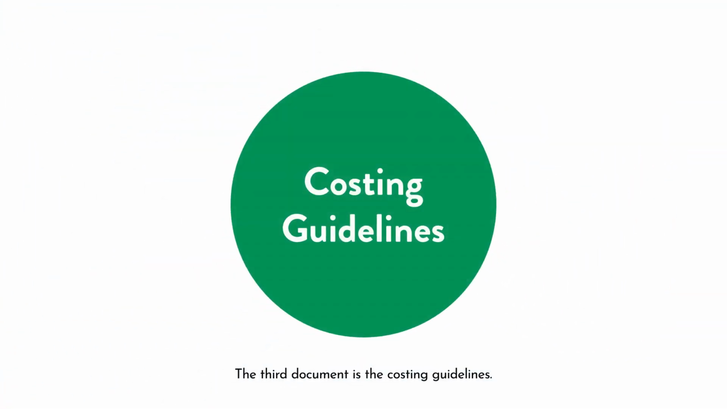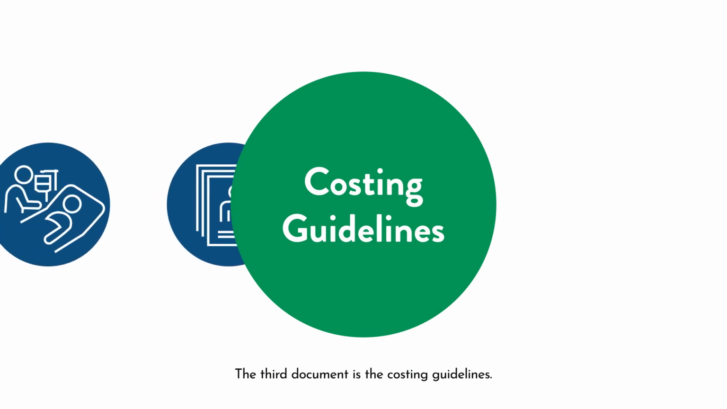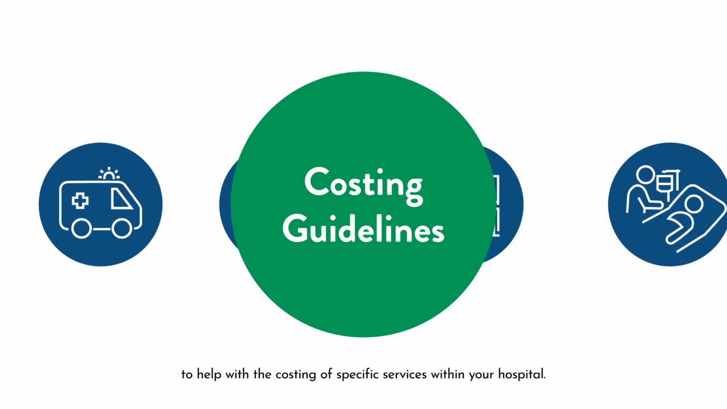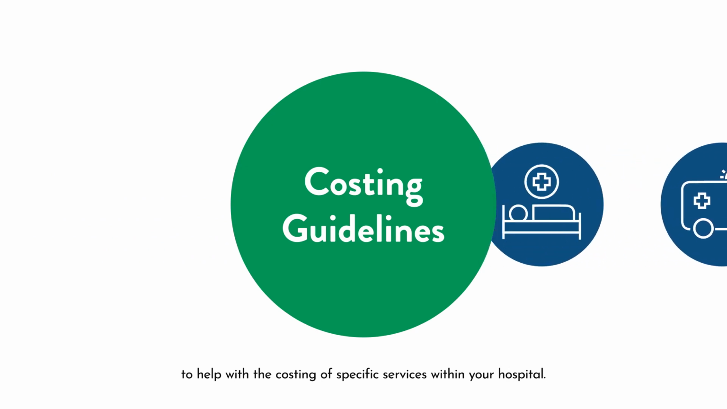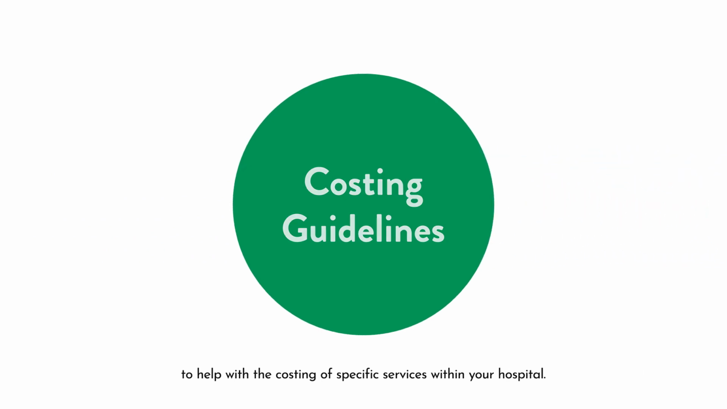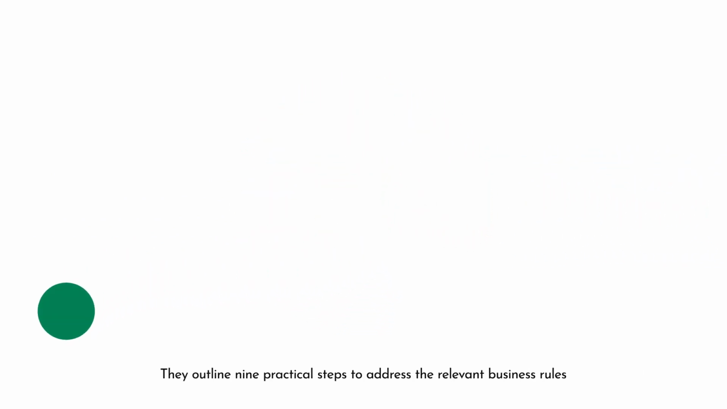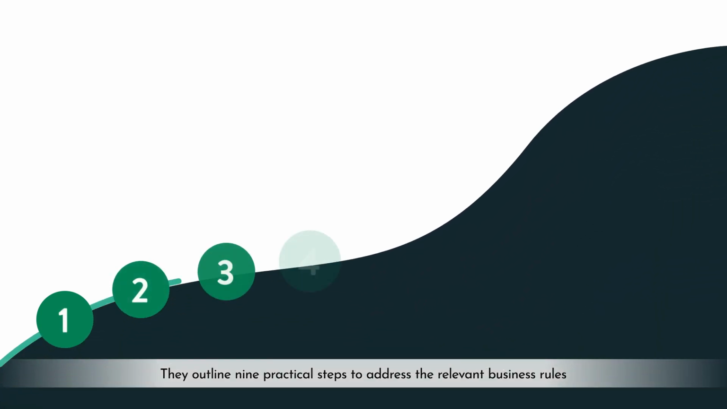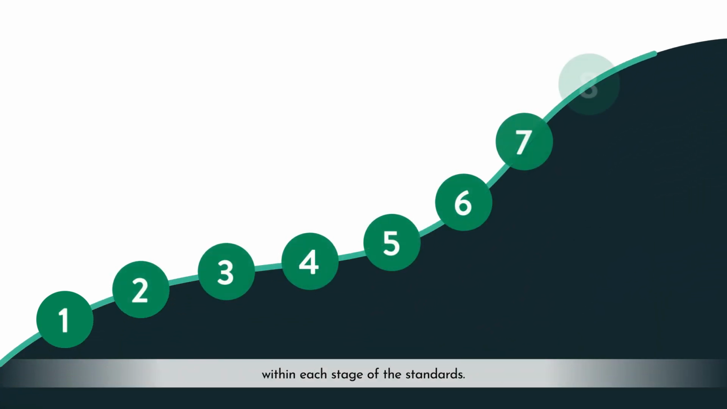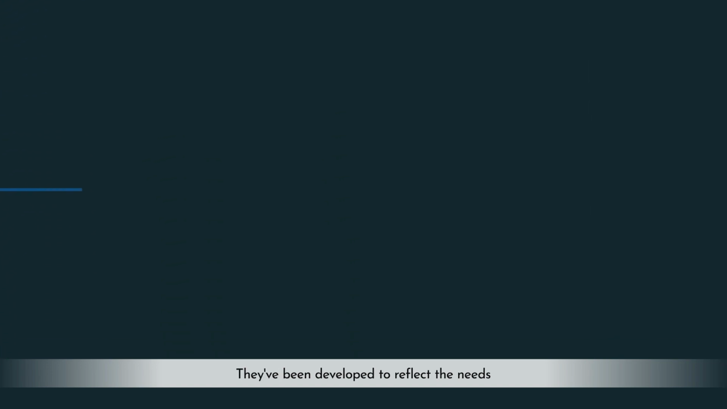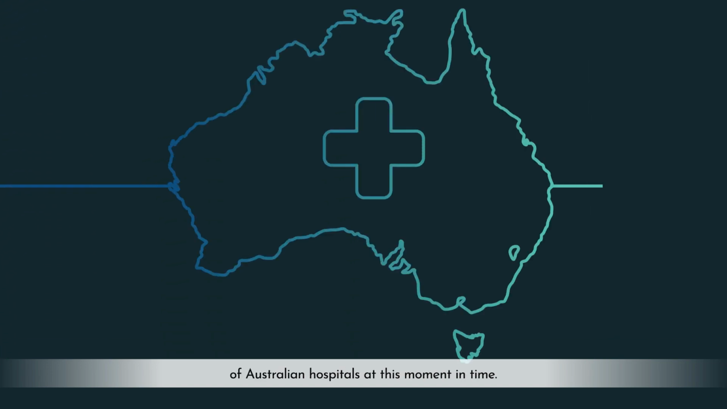The third document is the costing guidelines. These have been developed to help with the costing of specific services within your hospital. They outline 9 practical steps to address the relevant business rules within each stage of the standards. They've been developed to reflect the needs of Australian hospitals at this moment in time.